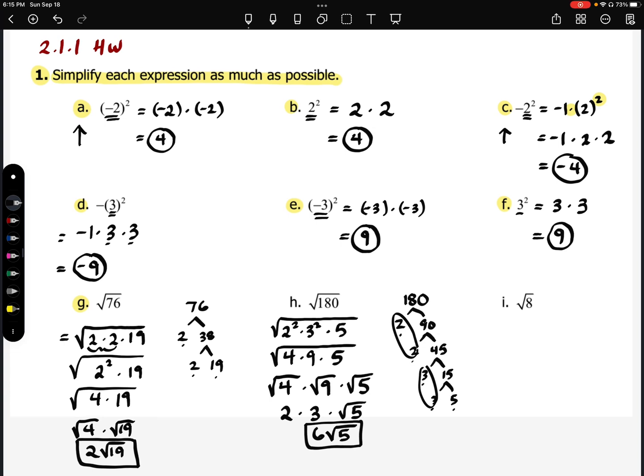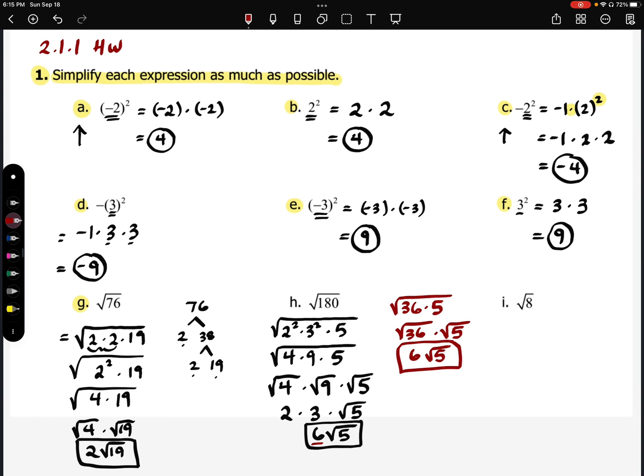Okay, now some others of you may look at this one, and instead of doing that, you may just be like, hey, I can figure out what perfect square goes into this. Since we got 6 out, if we square it, we could put it back in. We could think of this as just being the square root of 36 times 5, because 36 times 5 is 180, and then break it apart and get it that way. Both ways are correct, so it doesn't matter which way you do it. You're going to get the same answer as long as you understand the method that you're using.